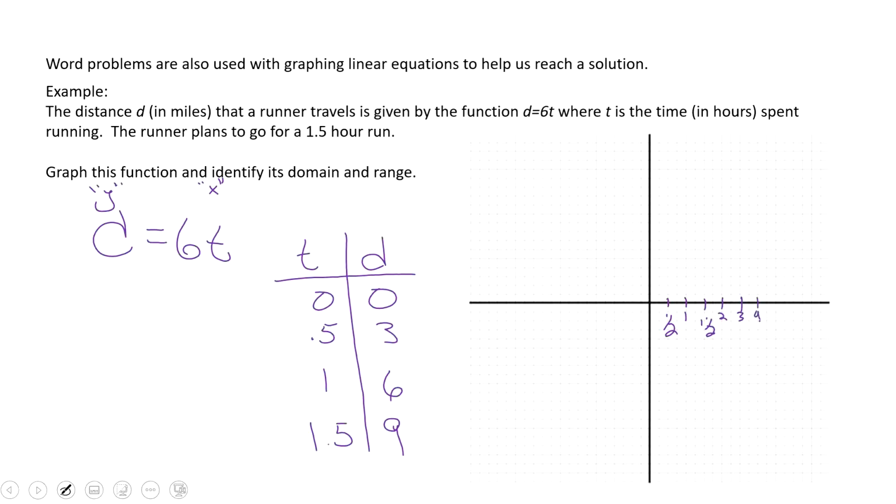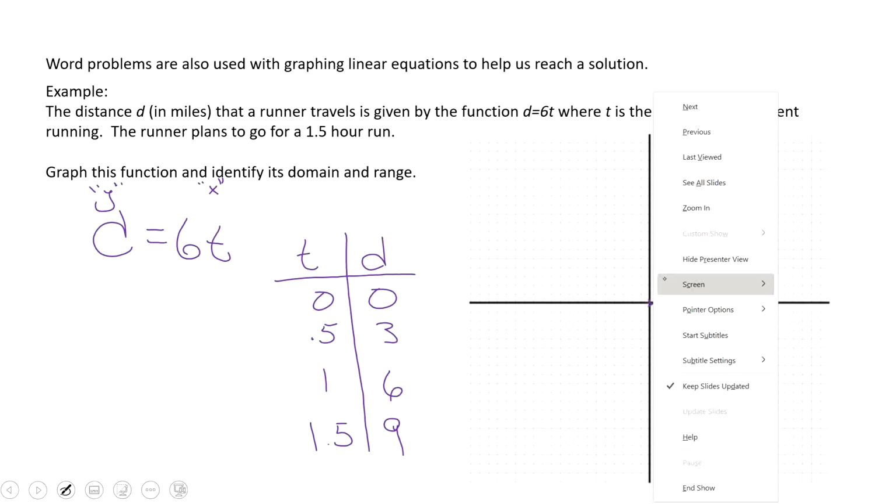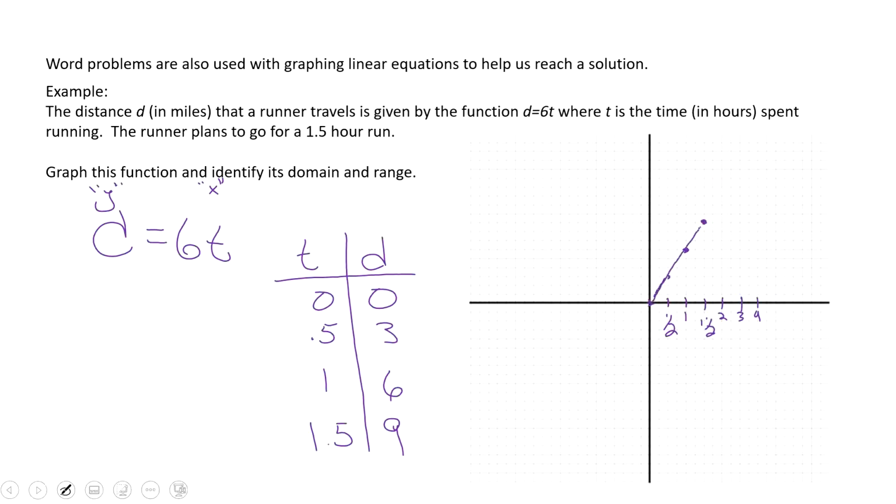Okay. So now when I graph my things, I start off at 0, 0. At 1/2, I've gone 3 miles. At 1 hour, I've gone 6 miles. At 1.5 hours, I've gone 9 miles. So this is our linear equation. It's a linear equation, so we can connect the dots. And off we go that way. So that's what our graph would look like. It starts at 0, 0, and it goes on positively. The more hours he runs, the more distance he's going to run.